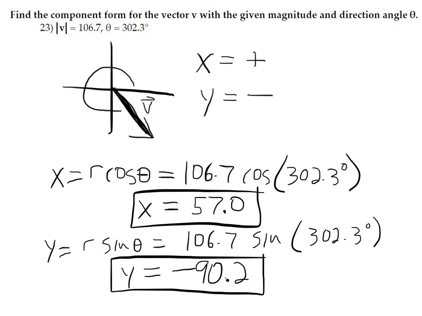Depending on the book that you're using, you might call this v sub x or v sub h or some other notation for the horizontal component. I'm not quite sure what your book is using. And then you might also have v sub y or v sub v for vertical. Just depends on your book, but this is how you find those components.